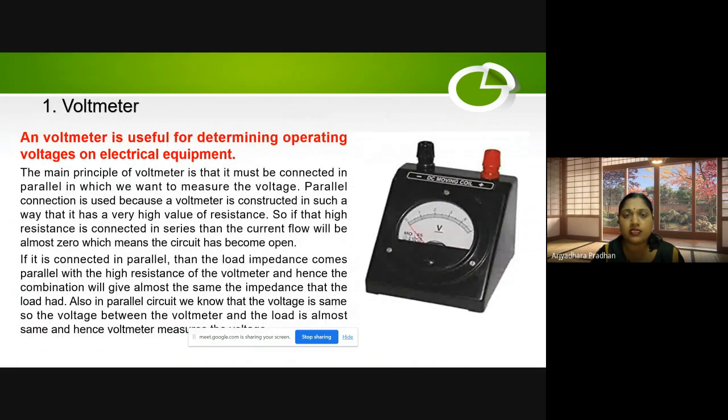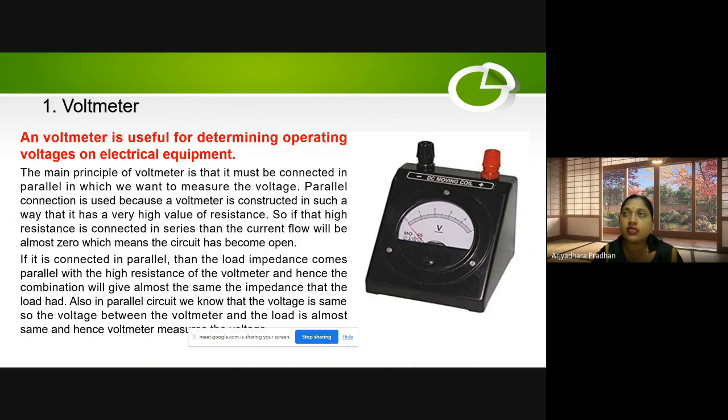A voltmeter, as its name suggests, is used for measurement of voltage on an electrical equipment, and it is generally connected in parallel. The main principle of a voltmeter is that it must be connected in parallel across the point where we want to measure the voltage. Parallel connection is used because a voltmeter is constructed in such a way that it has a very high value of resistance, so if this high resistance is connected in series, then the current flow will be almost zero, which means the circuit has become open.